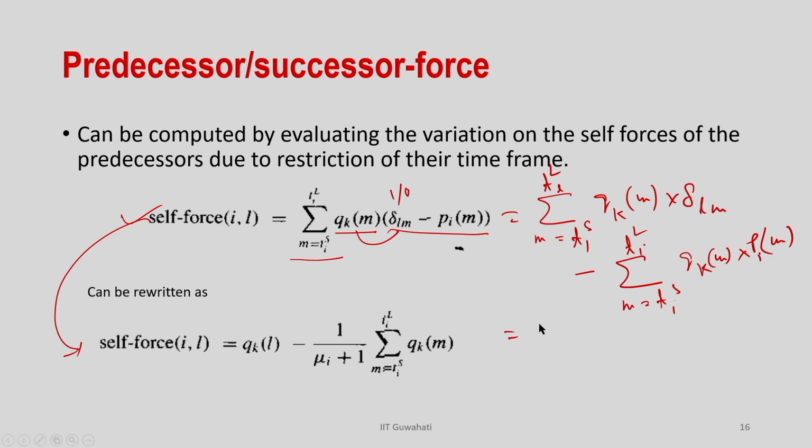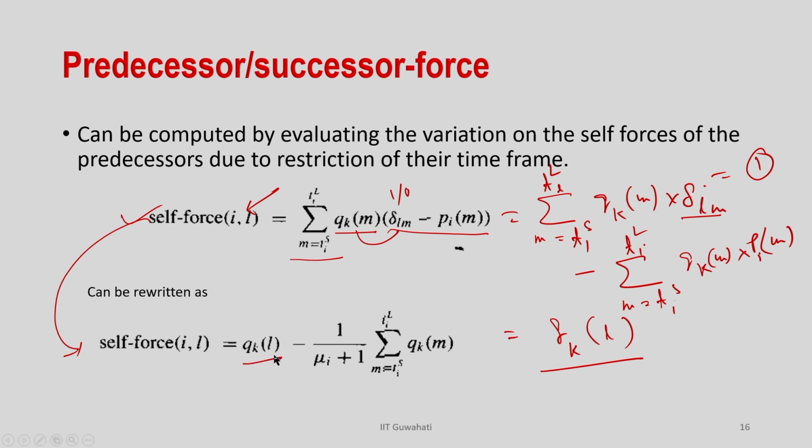So, what is going to happen? We know that delta I m is 1 for the timestamp L, where it is actually getting scheduled, and for all other cases it is 0. So, delta I m is true only in timestamp L, and in all other cases it is 0, right. If I just multiply this, it turns out to be Q K L, because in timestamp L it becomes 1 and at other times it is 0, so the summation will be 0. So, this is nothing but Q K L.